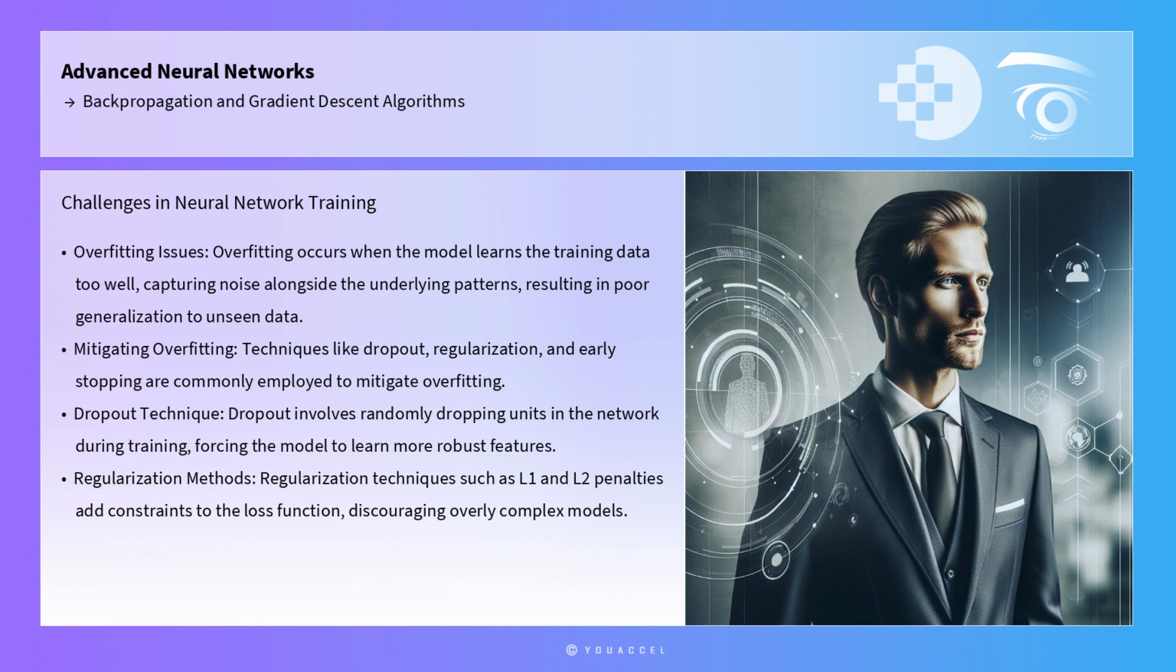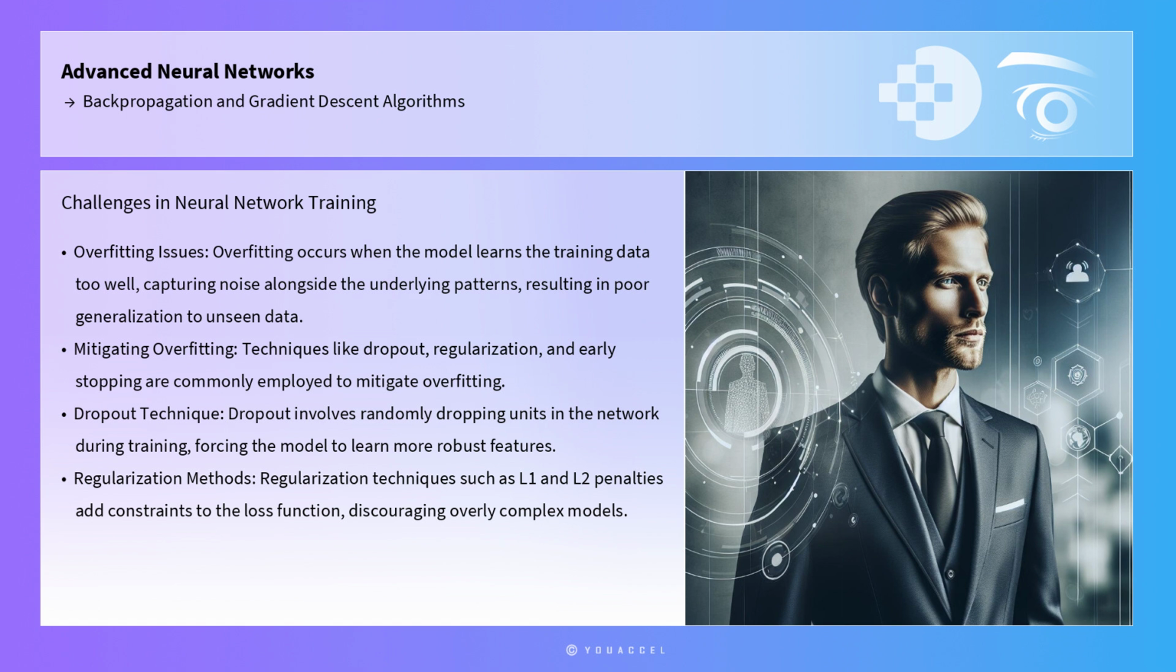Real-world challenges in neural network training often involve issues such as overfitting, vanishing gradients, and computational inefficiency. Overfitting occurs when the model learns the training data too well, capturing noise alongside the underlying patterns, resulting in poor generalization to unseen data. Techniques like dropout, regularization, and early stopping are commonly employed to mitigate overfitting.